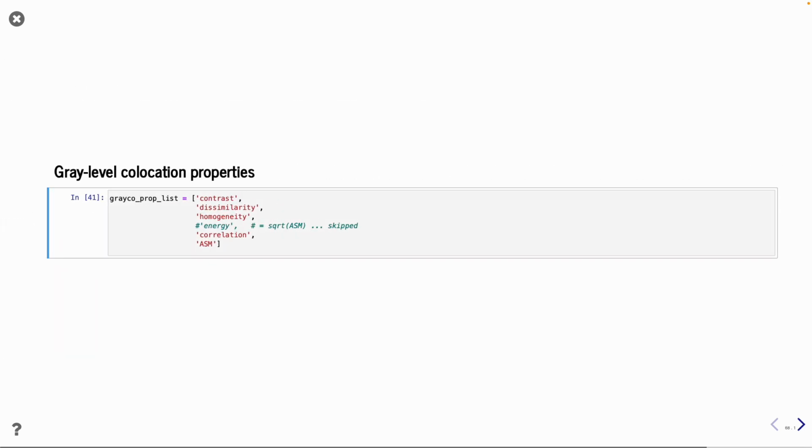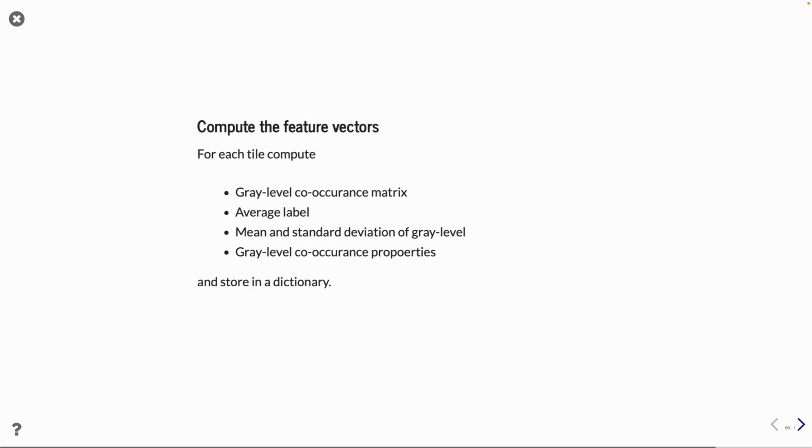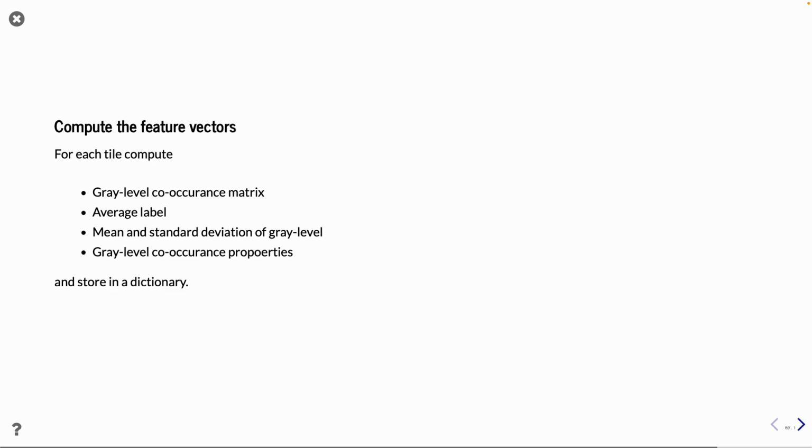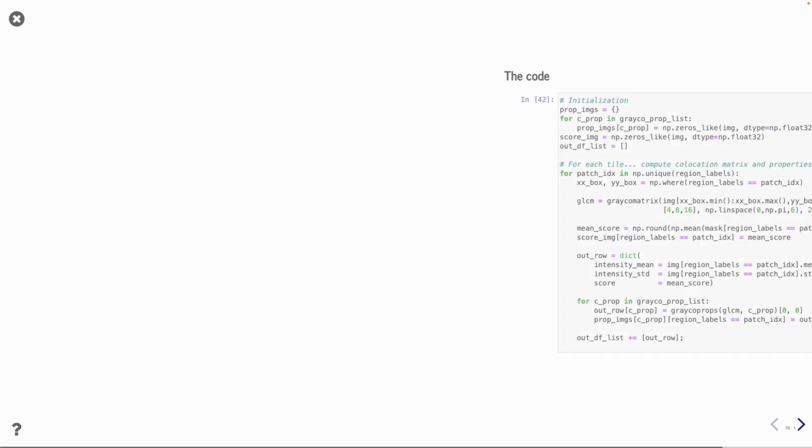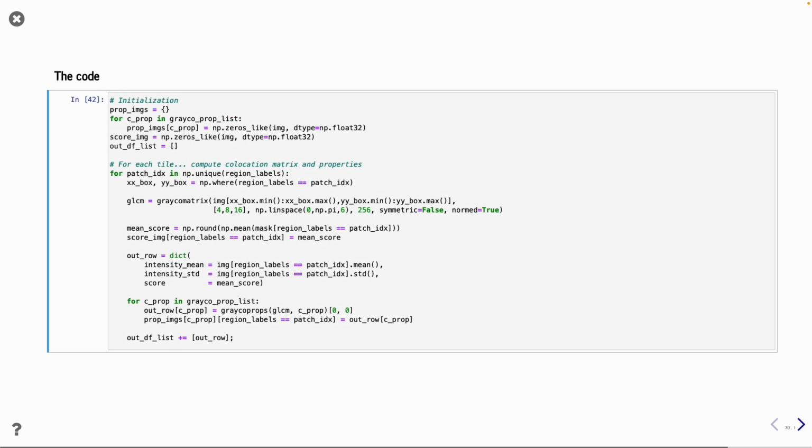Then we compute the co-occurrence properties. We look at contrast, dissimilarity, homogeneity, correlation, and ASM. The outcome is that we compute this for every tile and store that in a dictionary. That requires some code. In principle, we go through all the patches and compute the matrix, and then we put that into our dictionary, which later creates a data frame.